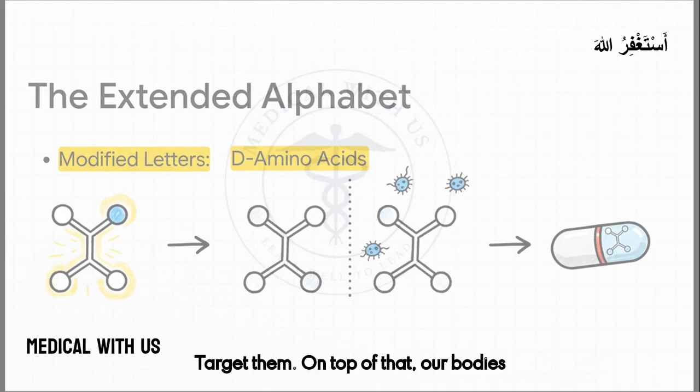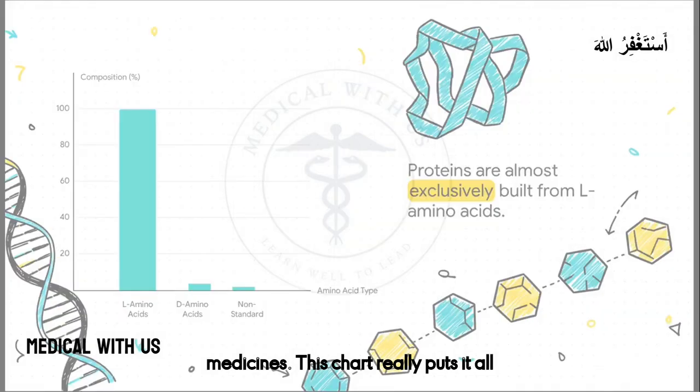On top of that, our bodies can modify letters after they're in a protein to give them special powers, like making collagen extra strong. And today, we're even learning to make our own custom amino acid derivatives to use as medicines. This chart really puts it all in perspective.